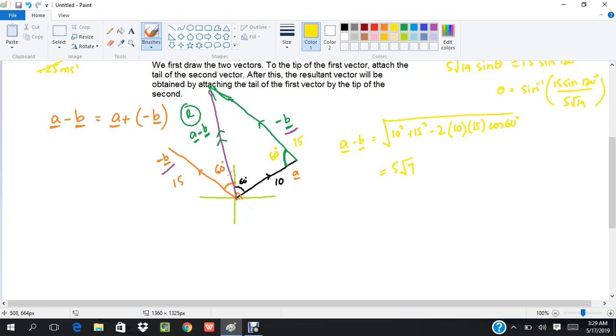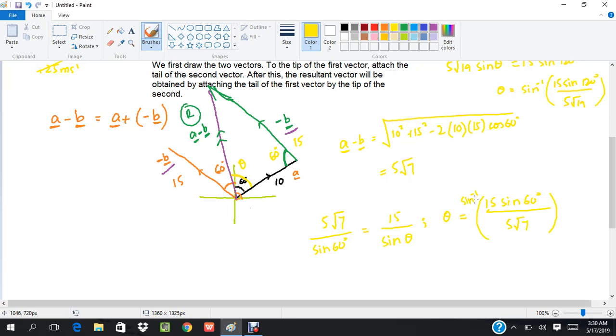So somehow I need to find this angle out and then subtract 60 to get this angle, and then subtract this angle from 360 to get the bearing. Let's start. We'll first find this angle out. Let's call this angle theta. I can use the sine rule again. So it would be 5 root 7 upon sine 60 is equal to 15 upon sine theta. That means that theta would be 15 sine 60 degrees upon 5 root 7, and all of this would be sine inverse.